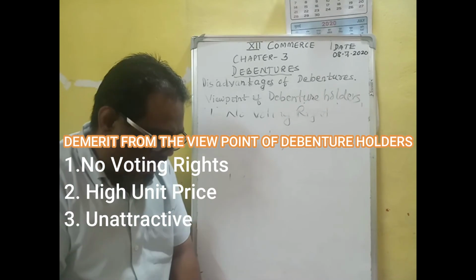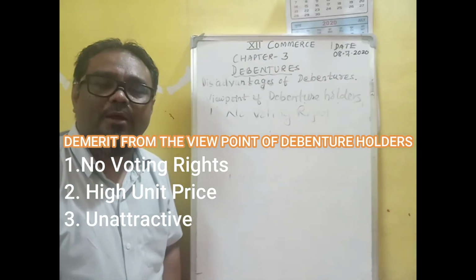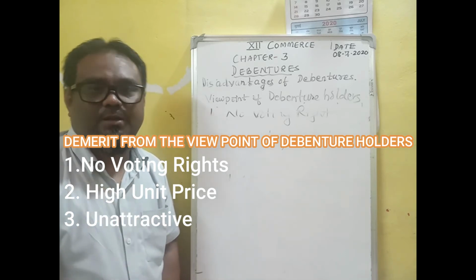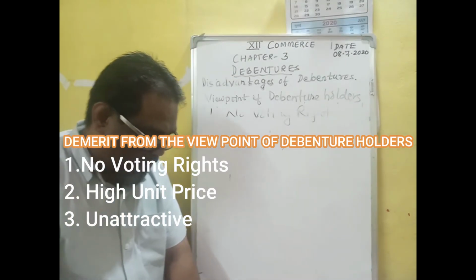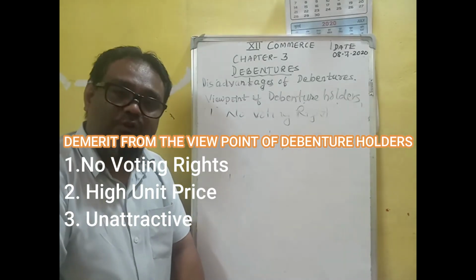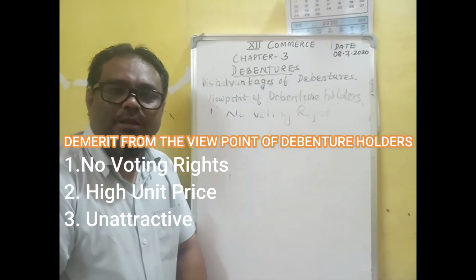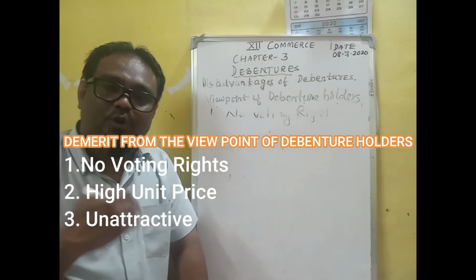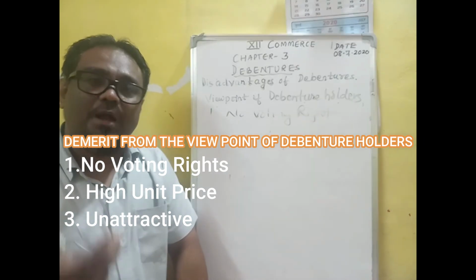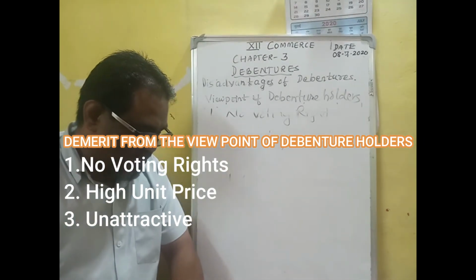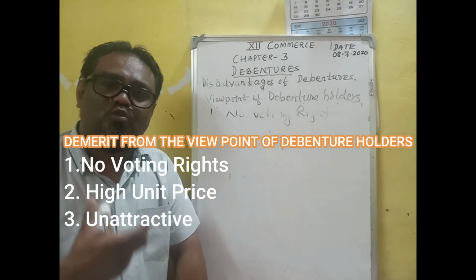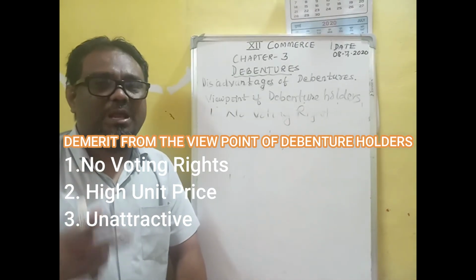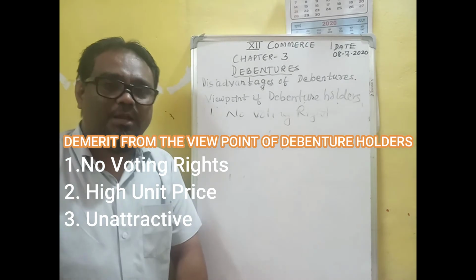Another is high unit price. The next drawback of the debenture is that the per unit value of a debenture is very high compared to shares. The unit price of the debenture is generally higher than that of shares, so it is not appealing to small investors. These debentures may not be for the small earning group of people. Those whose income is very less may not be able to purchase these debentures. So this debenture is only for the higher earning people.